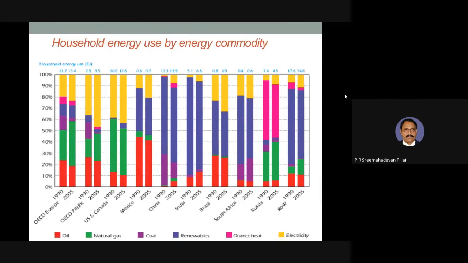We will see what is household purpose and non-household purpose. For household purpose, let us see that the dark blue line is renewable energy. Which country is using the maximum renewable energy in the world? Just see, every country has got two lines, 1990 and 2005. You can put on the chat box which country is using the maximum renewable energy.